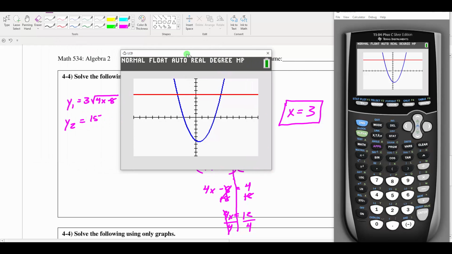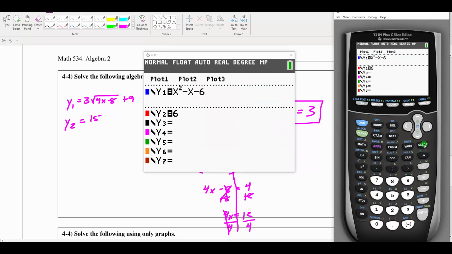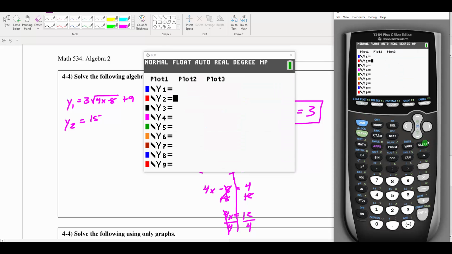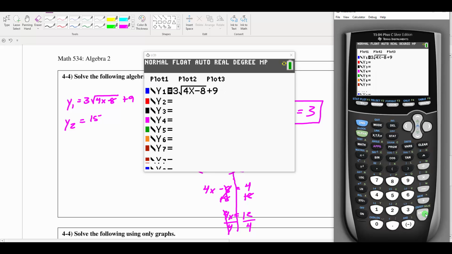Move this so we can see our two functions here. I'm going to go to y equals. I'm going to clear these out. And then I'm going to go up to y1. I'm going to say 3 square root 4x minus 8. And then I'm going to get out of the square root by hitting the right key. And then hit plus 9. Right? That way that plus 9 goes outside. Then I'm going to go down to y2, and I'm going to put that 15 in there. So there's my left side, there's my right side. Two separate functions split up between y1 and y2.